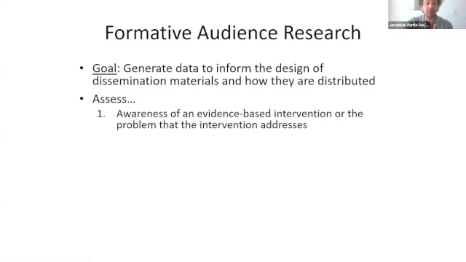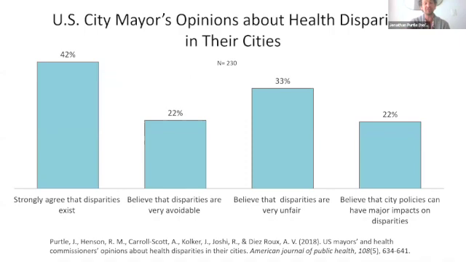So there are at least 4 different things we would want to assess in formative audience research. One is awareness among your target population of the evidence-based intervention that you're disseminating about, or the problem that intervention addresses. Especially with policymakers, oftentimes we have solutions to issues that policymakers don't perceive as problems, right? So first we have to disseminate evidence about the problem and then come with evidence about the policy solution.